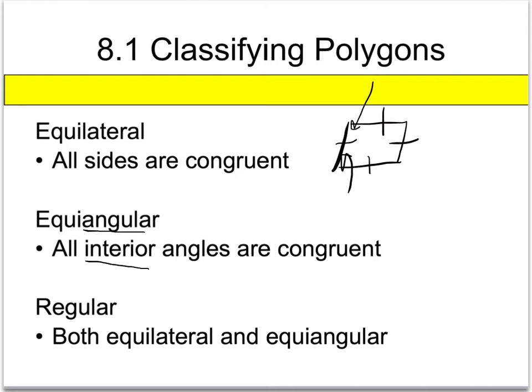Now on the flip side, equiangular but not equilateral, I want you to think of the shape of a rectangle. Know that a rectangle has four 90-degree angles, but it does not always have all congruent sides. If it had all congruent sides and 90-degree angles, what shape would it be? Of course it would be a square. But a rectangle is going to have two opposite sides that are congruent, but they are not all the same. So there is a polygon that is equiangular but not equilateral.